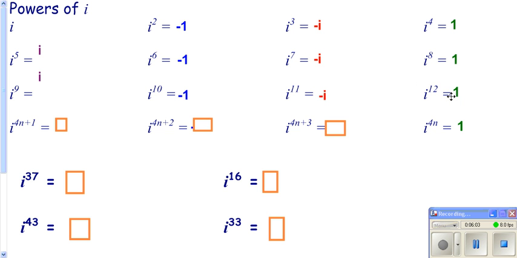So when do we have ones? Whenever your exponent is a multiple of 4. Here you have multiples of 4. So if your exponent's a multiple of 4, you get 1.